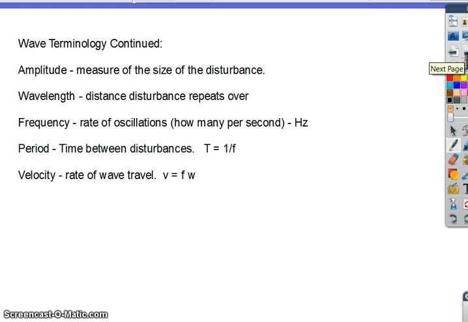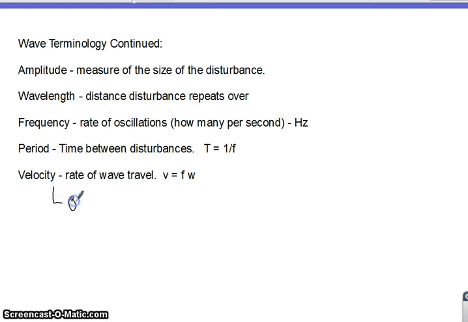Okay, so some other terms that you can't really draw a picture of on a wave. Frequency is the rate of oscillations, how many times it oscillates per second, and that term, oscillations per second, is given the units of hertz. Period is measured in seconds. It's the time between disturbances, and period is just given the capital T, and it is equal to 1 over frequency. And then velocity is how fast the wave is traveling, and velocity is only dependent on what the wave is traveling through.